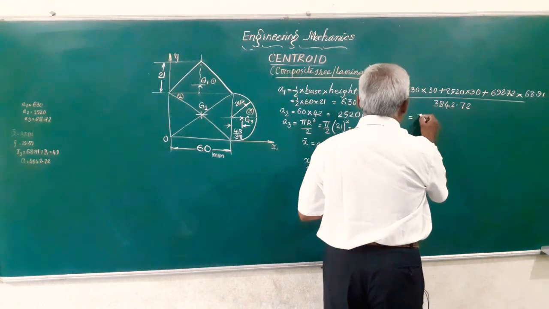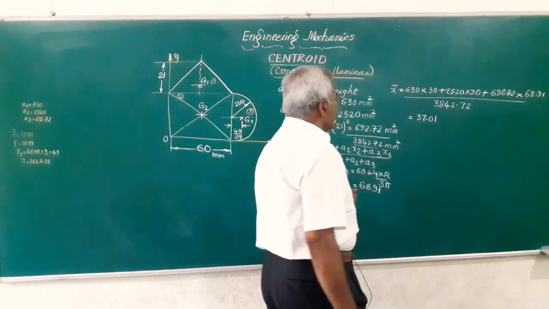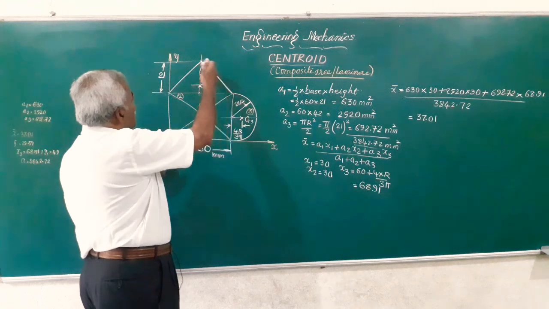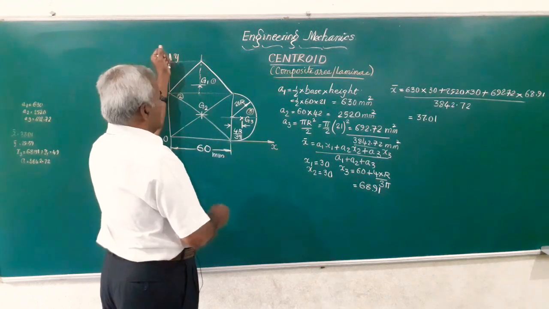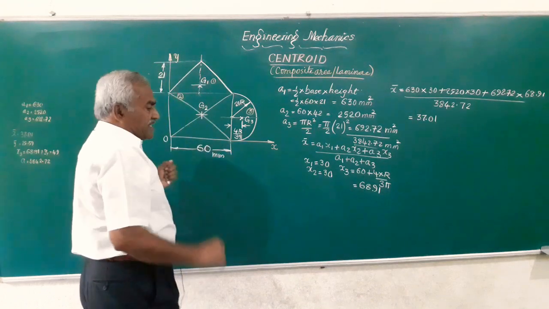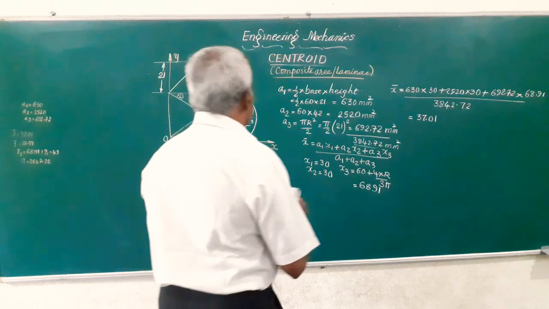Friends, if you simplify this, you get x bar value equal to 37.01. Friends, the meaning of this x bar is the centroid of the whole plate lies at a distance of 37.01 from the y axis. That will show finally where exactly it lies.